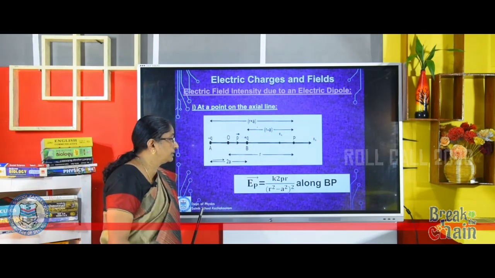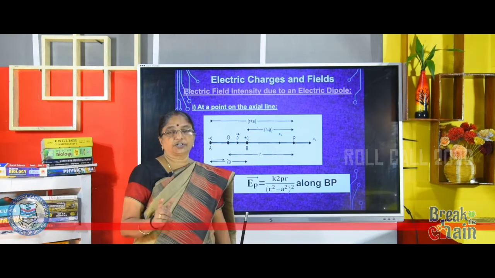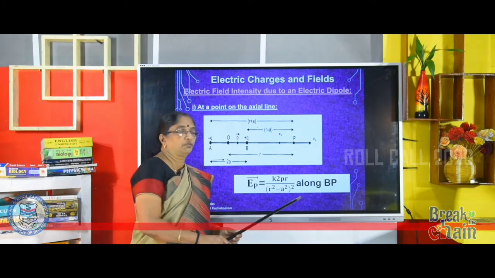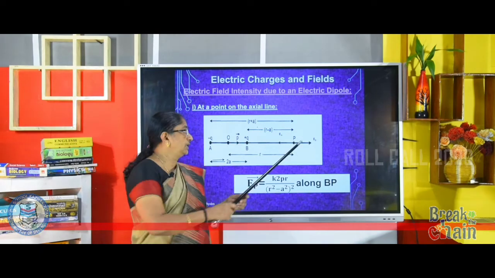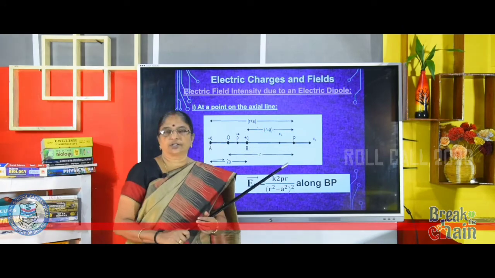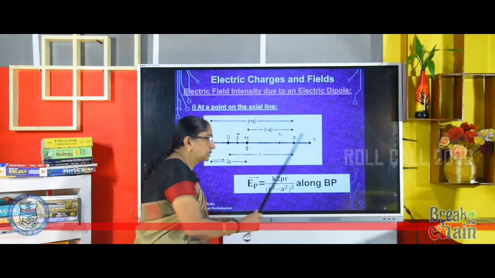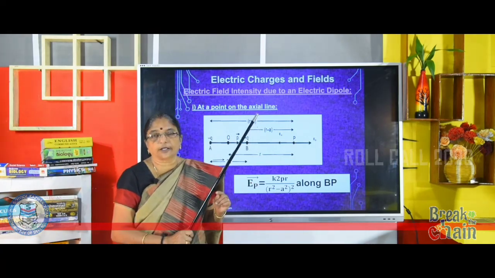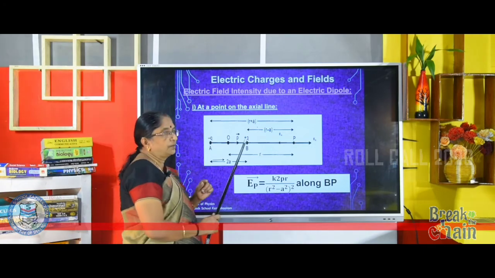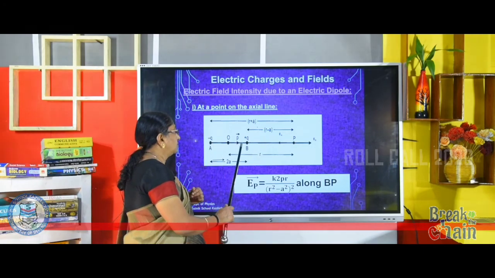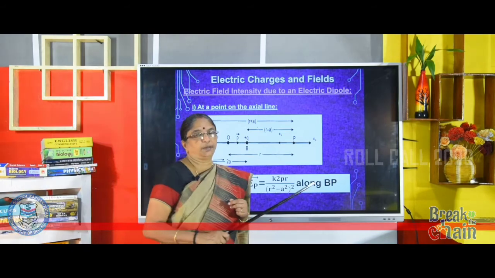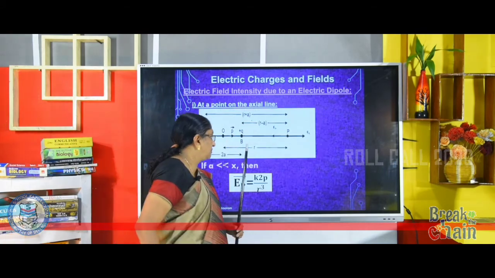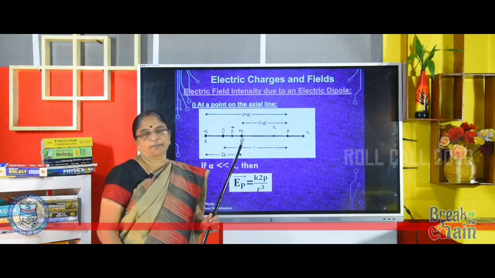And direction, what may be the direction? When you see the vector addition, if the two vectors are collinear and opposite, the direction will be towards the greater vector, and here EB is greater, so the direction will be in the direction of EB, that is in the direction BP. The negative charge is on the left and the positive charge is on the right. The direction of dipole moment, I already told you, is from negative to positive. Now compare the direction of EP and the dipole moment. What is the direction? They are in the same direction.